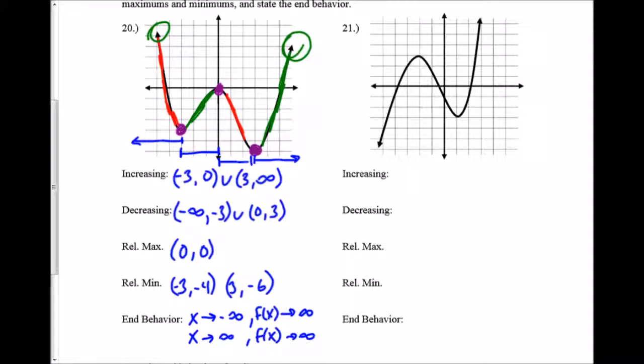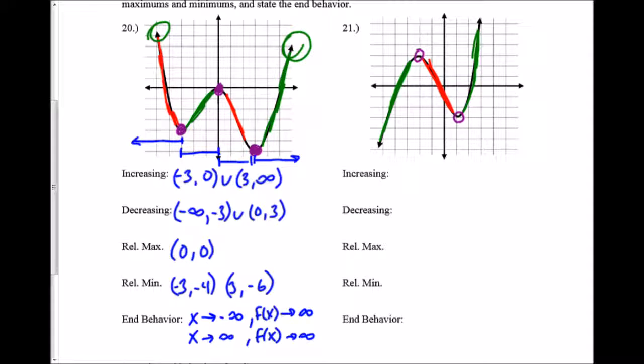In number 21, I essentially do the same thing. So left to right, it's going up, so it's increasing. And then it's going down, so it's decreasing. And then it heads back up again, so it's increasing at the end. And then once again, at these turning points, it's not increasing or decreasing.